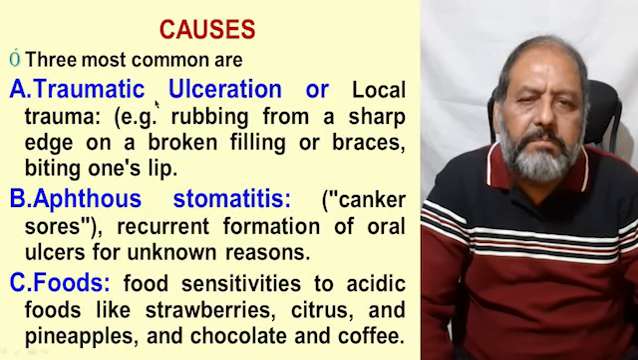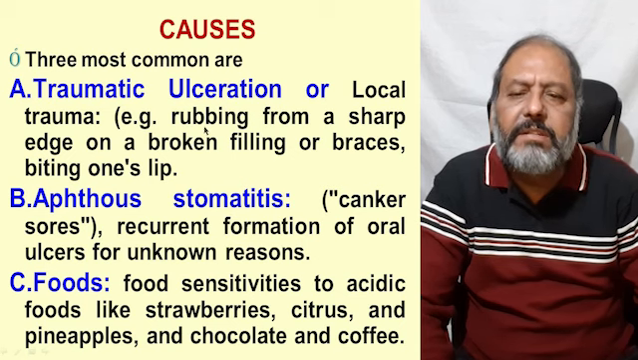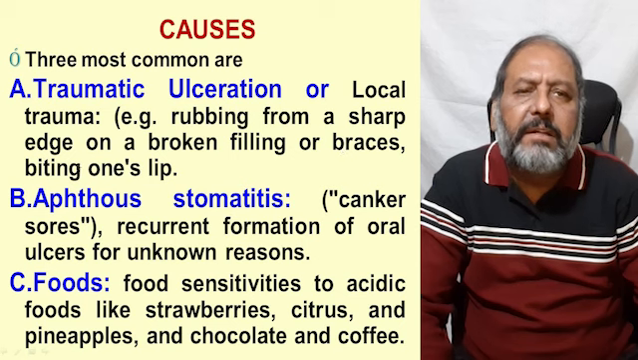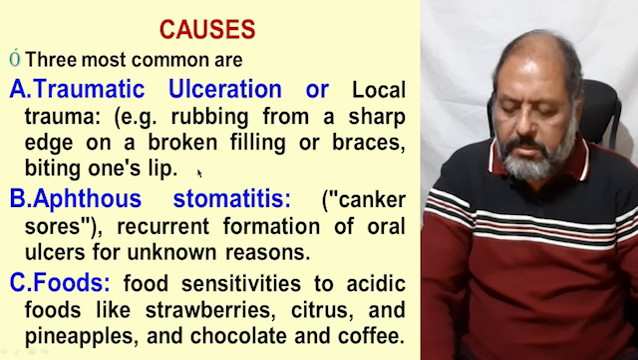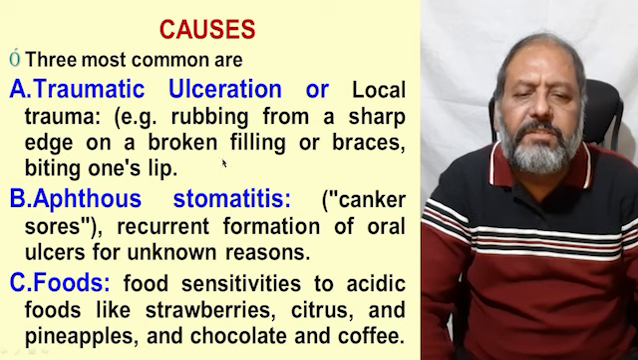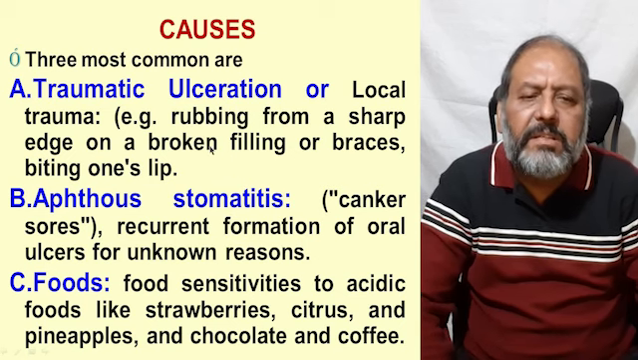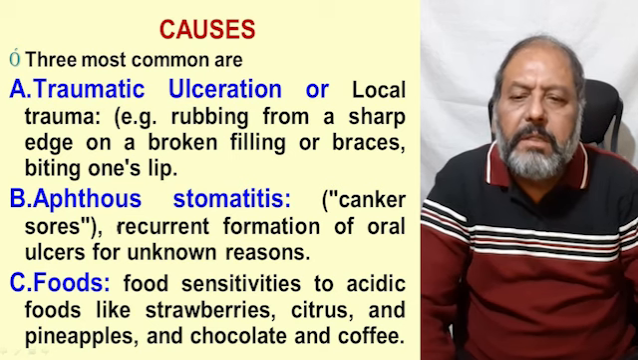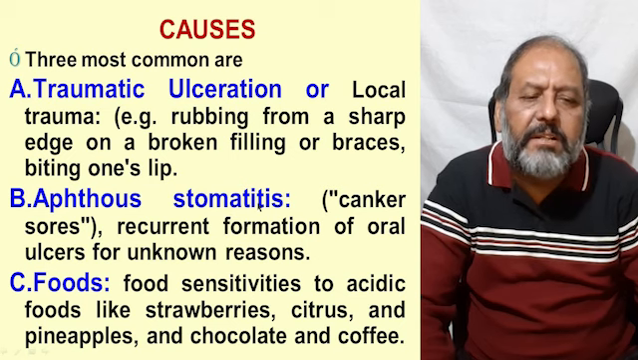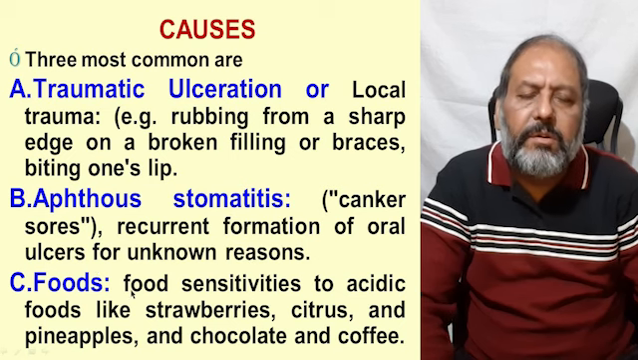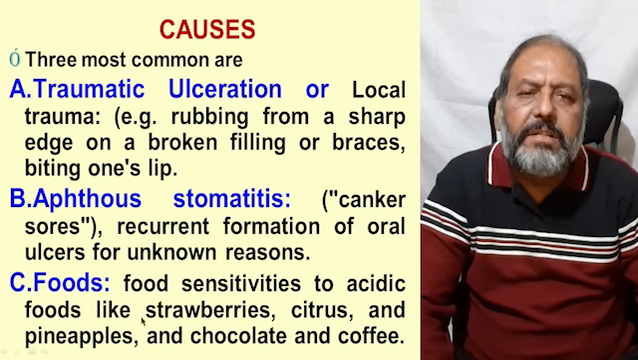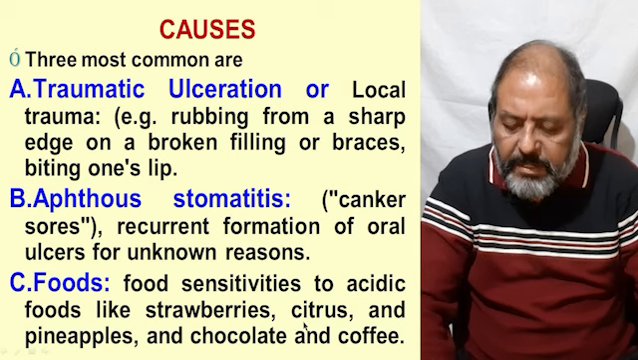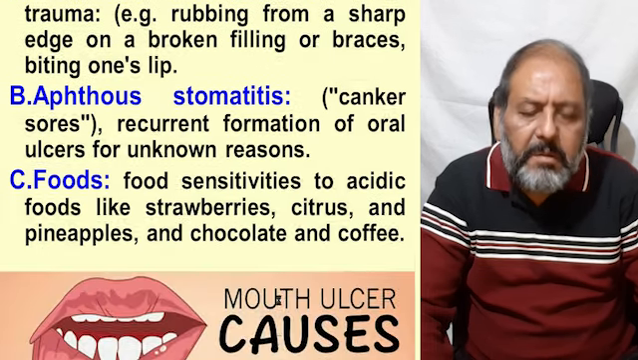Now, causes of the mouth ulcer, there are three most common causes. One is traumatic ulceration or local trauma, like rubbing from a sharp edge on a broken filling or braces, or biting one's lip once one has got local anesthesia and the sensation is lost, and the sharp teeth also rubbing the area. Second is aphthous stomatitis, having canker sores, recurrent formation of oral ulcer, and the reason is not well known. Number three are food sensitivities to acidic foods like strawberries, citrus, pineapple, chocolate and coffee. These are also responsible as a cause of mouth ulcer.